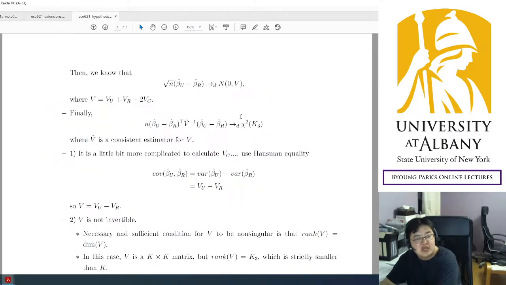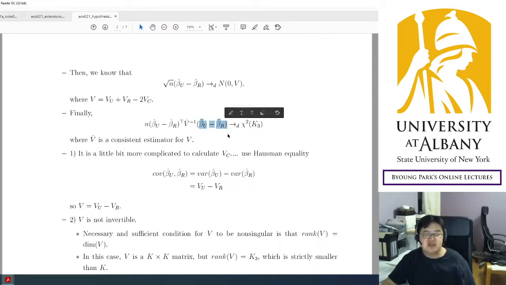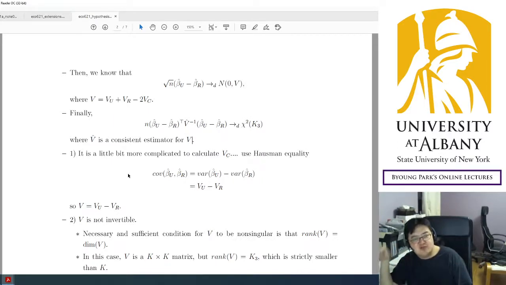However, in the end, the degrees of freedom is only k3. So this dimension is k1 plus k2 plus k3. So the variance matrix must be k1 plus k2 plus k3 by k1 plus k2 plus k3 size dimension. Then it cannot be k3 dimension.